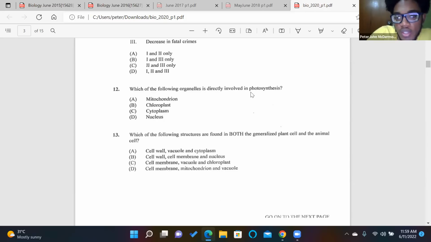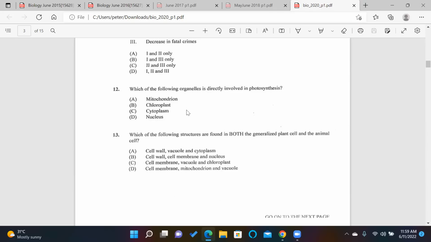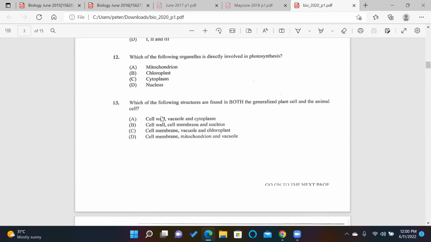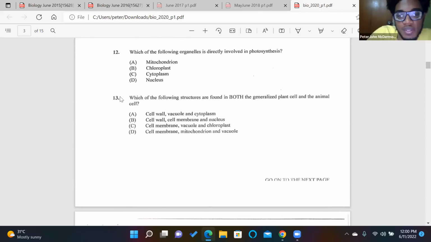Which of the following organelles is directly involved in photosynthesis? B. Function of the mitochondria: provide energy. Function of the cytoplasm: chemical reaction. Perfect. Function of the nucleus: contain information for controlled selection. Yeah. Good.